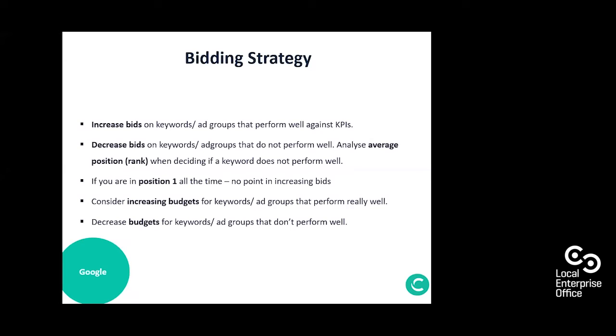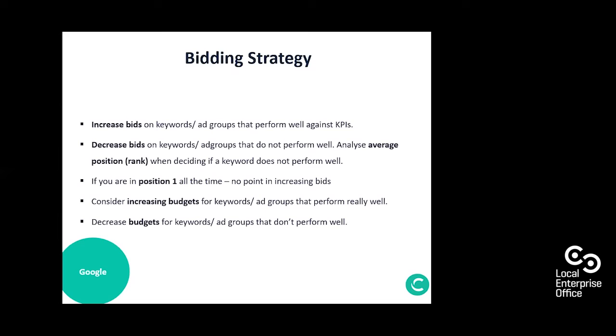So you increase bids on keywords or ad groups that perform well against your KPIs. In other words, they're returning on investment, so obviously you spend more of your budget there. You decrease bids on keywords and ad groups that do not perform well. You can analyze average position when deciding if a keyword does not perform well.